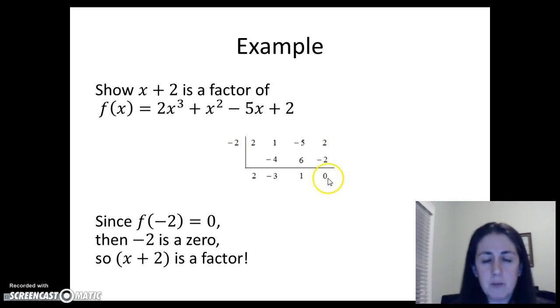By the remainder theorem, since this is 0, this means f evaluated at negative 2 is 0. That means that negative 2 is a 0, and we talked before about how that means that x minus negative 2, or x plus 2, is in fact a factor.